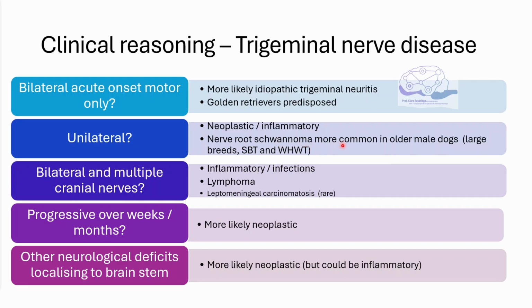Nerve root tumours, again, in my experience, are more common in older male dogs, especially large breed Staffordshire Bull Terriers and West Highland White Terriers. Bilateral multiple cranial nerves, then inflammatory, infectious or lymphoma, possibly leptomeningeal carcinomatosis, but that's extremely rare. Progressing over weeks or months, more likely to be neoplastic in my experience. And other neurological deficits localizing to the brainstem, again, more likely to be neoplastic, but could be inflammatory.